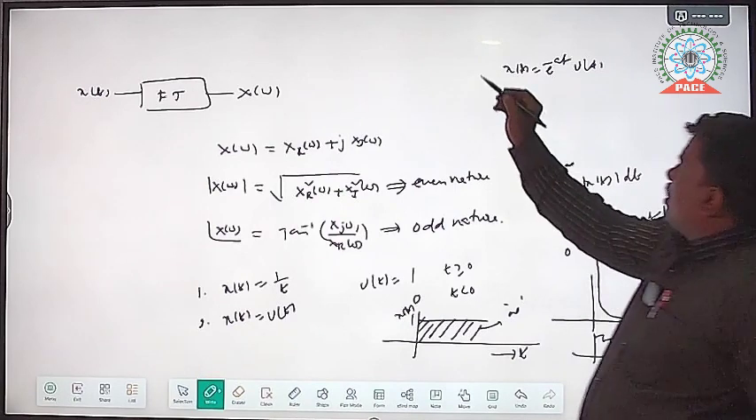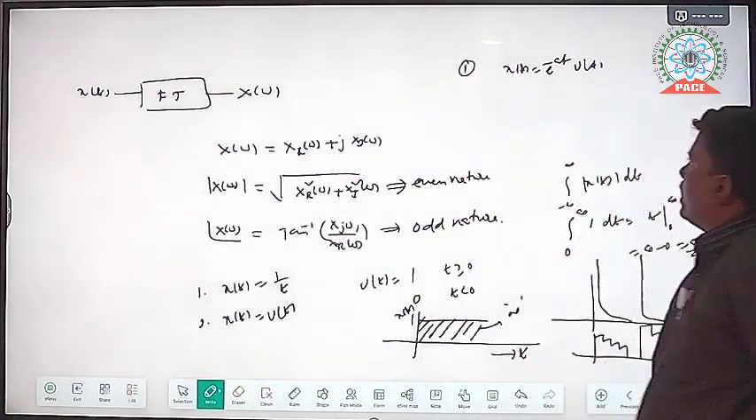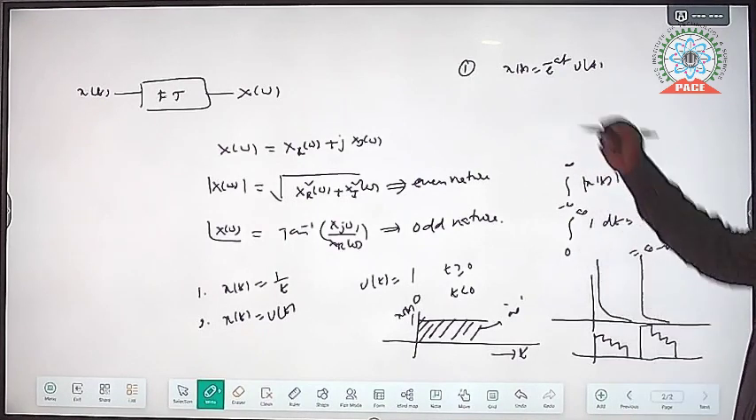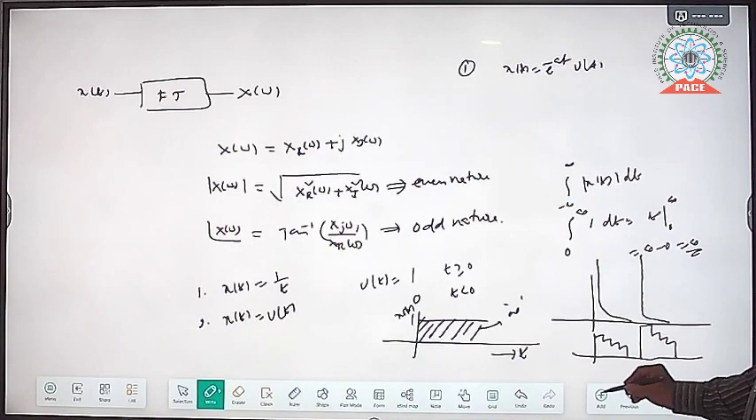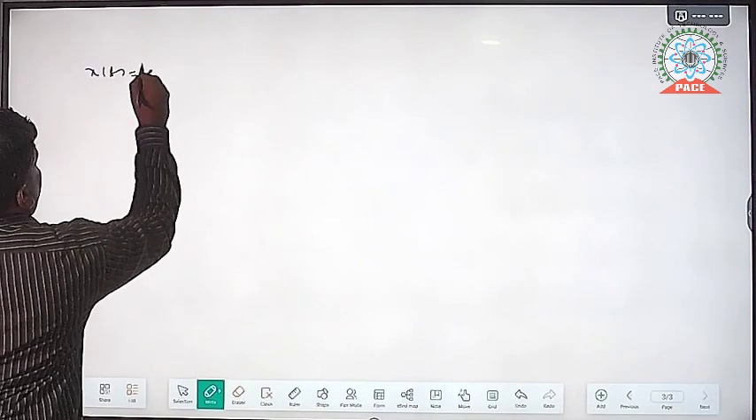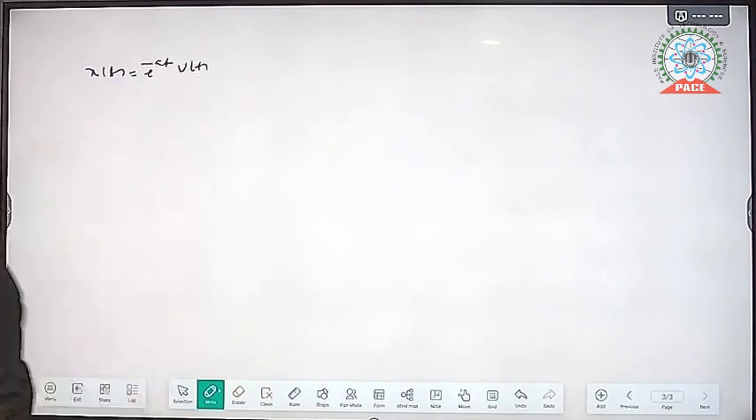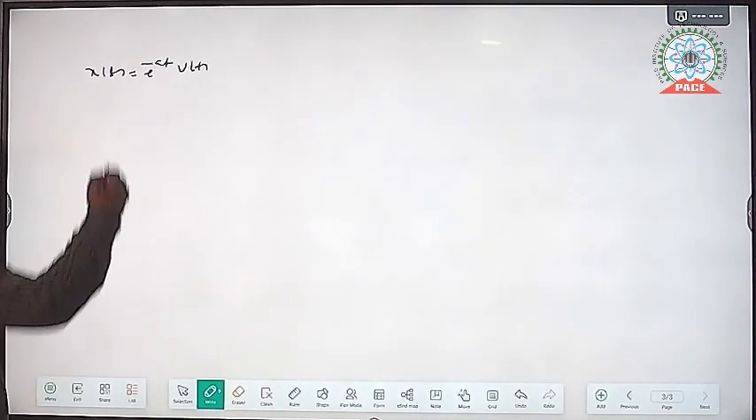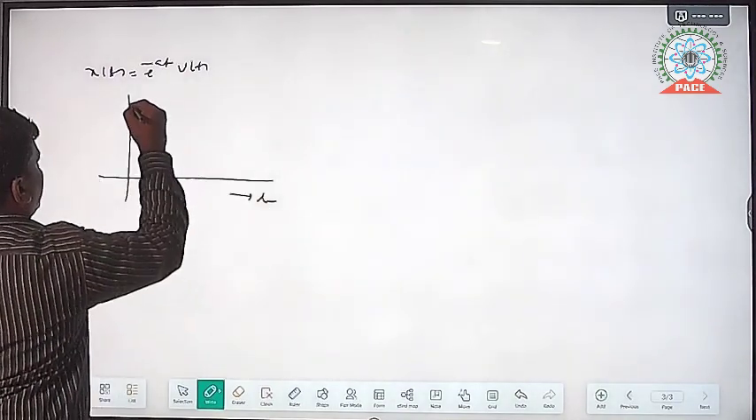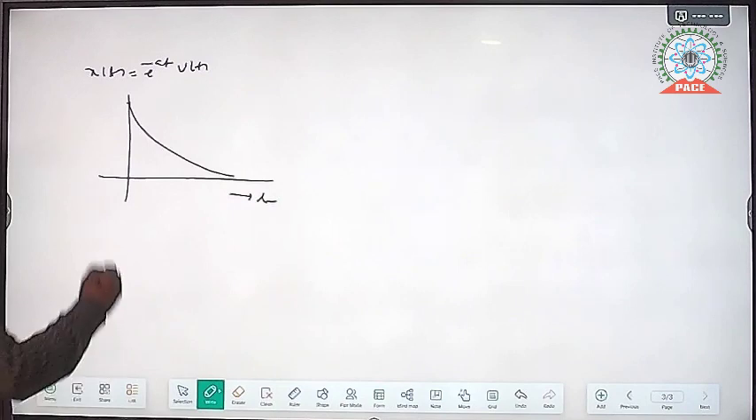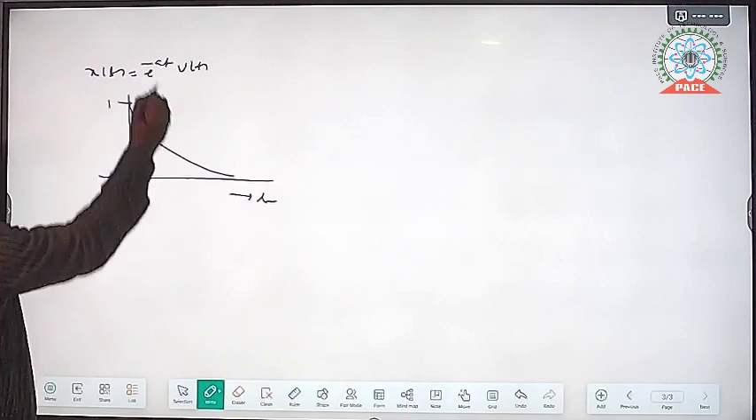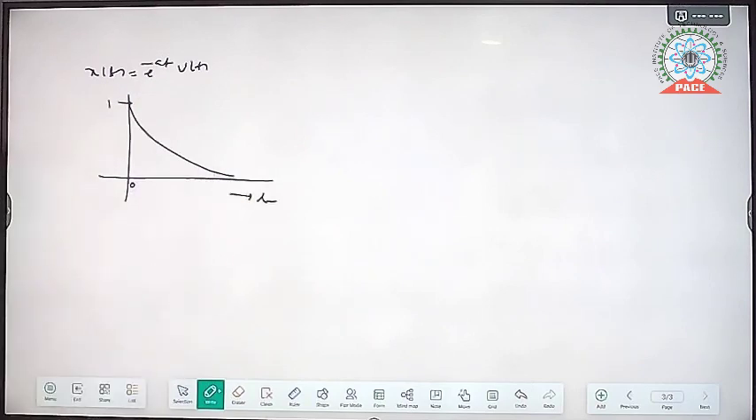Next, check this one. First one is x of t equal to e power minus a t u of t. The Fourier transform is possible for this signal because it satisfies all of Dirichlet's conditions. x of t equal to e power minus a t u of t. u of t means a right-sided signal. e power minus a t is an exponentially decaying signal. At time t equal to 0, e power 0 is 1. At time t equal to infinity, e power minus infinity is 0. So it is an exponentially decaying signal.